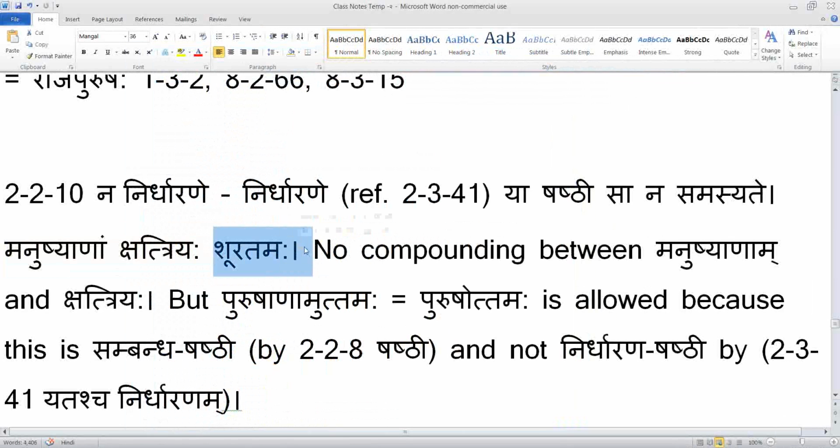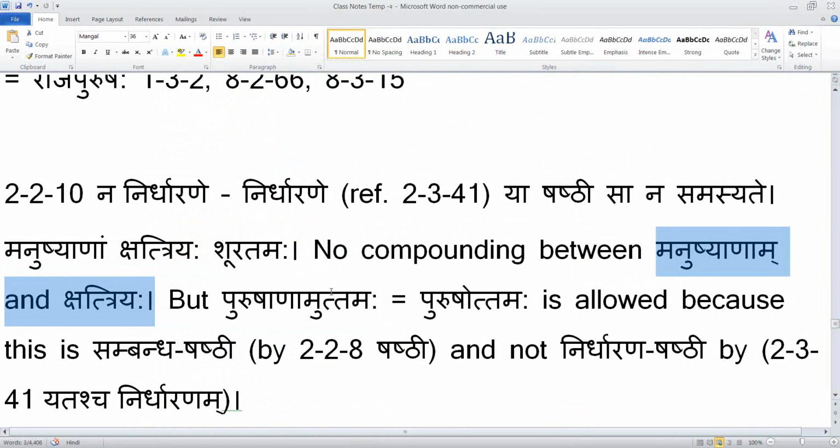So what will happen here is that there has been no compounding between manushyanam and kshatriya. But then how do we have a compound like purushottamaha, purushanam uttamaha, purushottamaha? Of course, chapter 15 of the Gita, Purushottama Yogo nama panchadashodhyayaha. So when you chant chapter 15 of the Gita next time, think of this sutram, na nirdharane. And why did it not apply in that situation? We just said that when we have nirdharane shashti, that does not compound. Obviously, this shashti is not nirdharane.